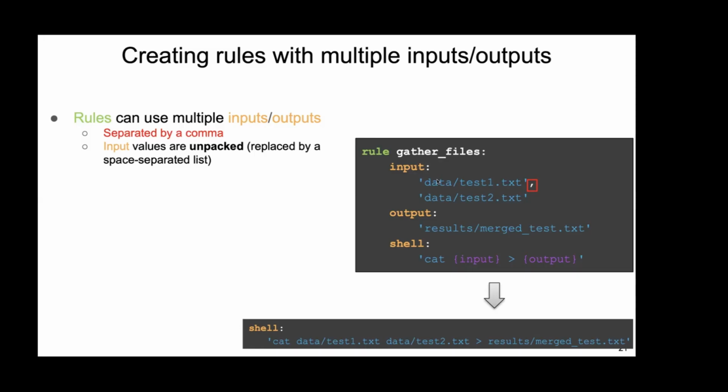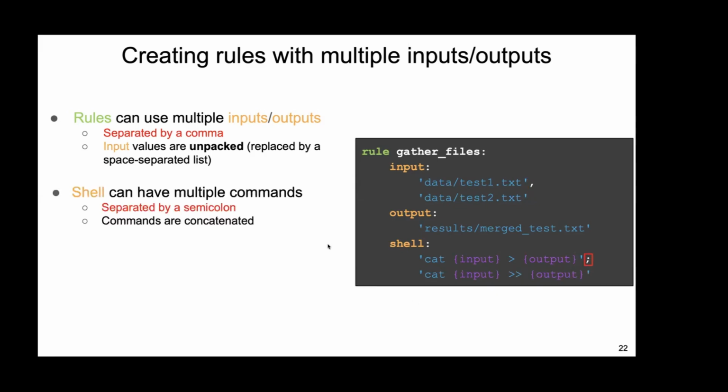The way this will work is that when you combine this with the input placeholder, this list is going to be unpacked into a list that is separated by spaces in the shell. So for example, here, when you use the input placeholder, it goes from being two strings separated by a comma to two strings separated by a space.